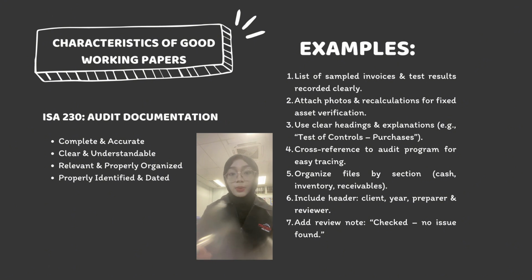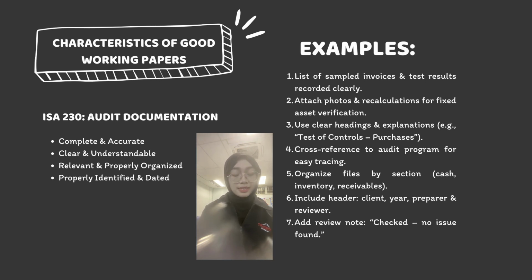For example, when testing sales transactions, the auditor includes a list of sample invoices, results of testing, and calculation for revenue recognition. For the next example, for verification of fixed assets, the auditor attaches physical inspection photos and a recalculation sheet showing depreciation accuracy. Next is clear and understandable.